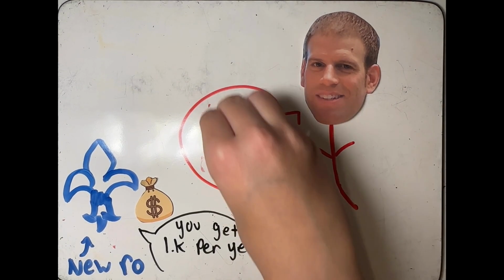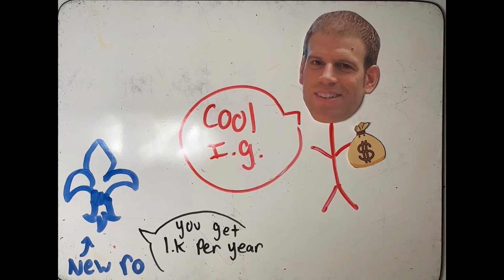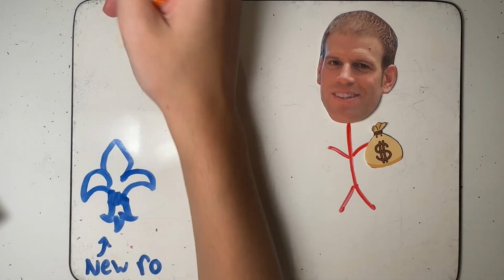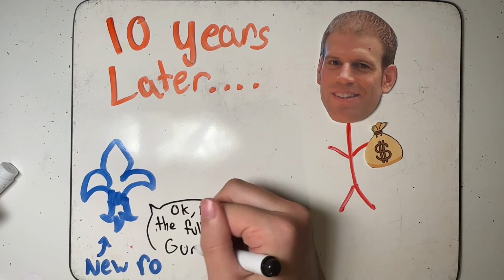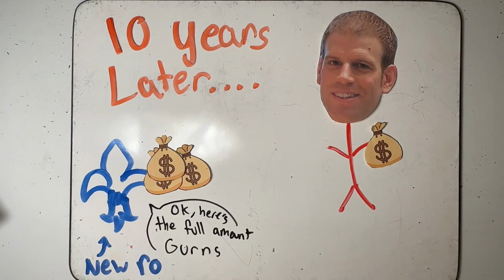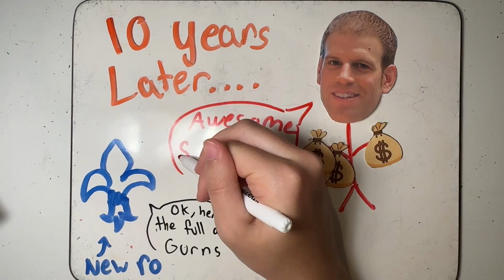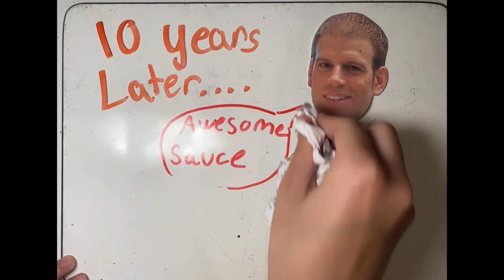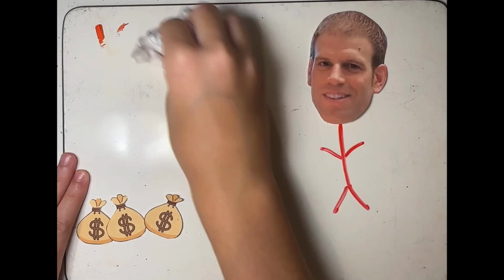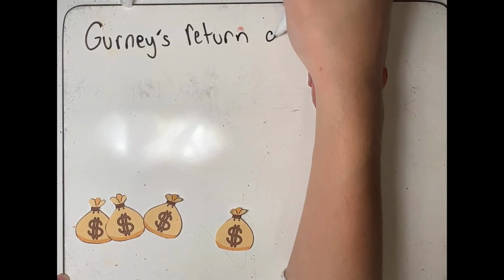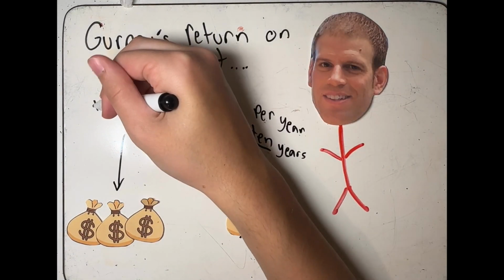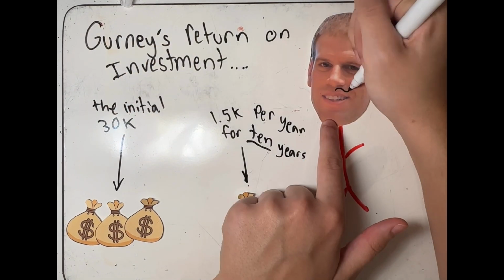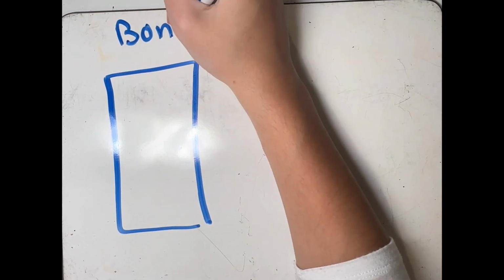Say Mr. Gurney's bond matures in 10 years at a coupon rate of 5%. That means that for the next 10 years, the New Rochelle government will pay Mr. Gurney a payment of $1,500 because that's 5% of $30,000. At the end of the 10 years, the bond reaches maturity and the government of New Rochelle pays back the full $30,000 that Gurney initially borrowed. So now Mr. Gurney has the $30,000 plus the 10 interest payments of $1.5K. Good investment.